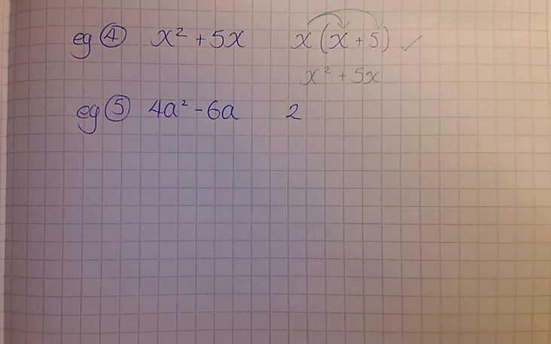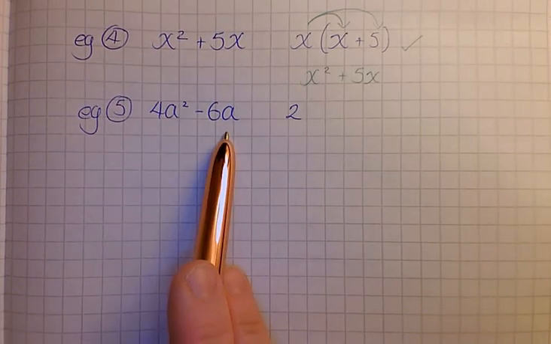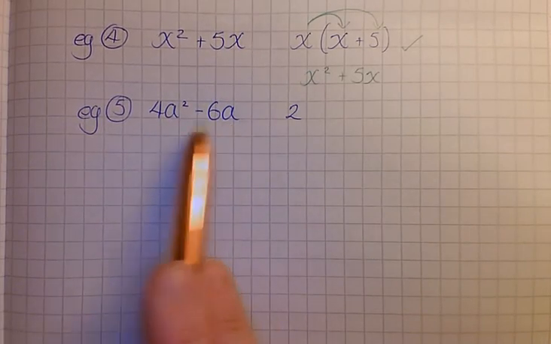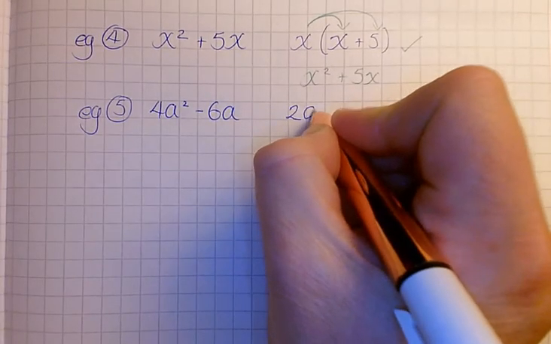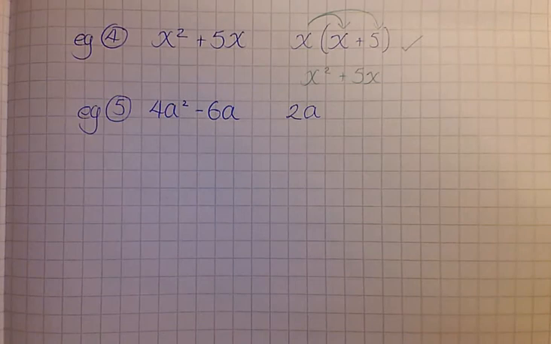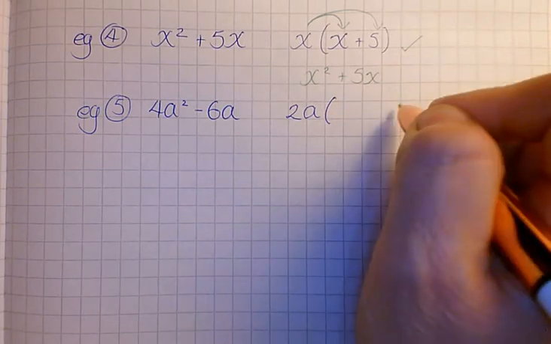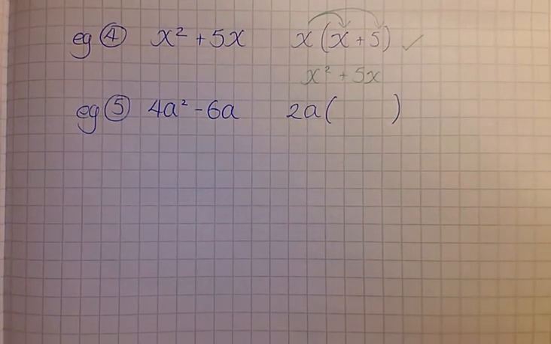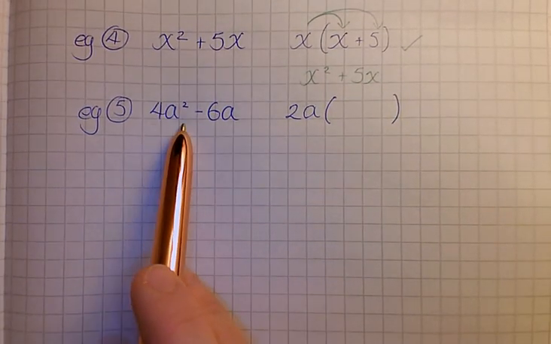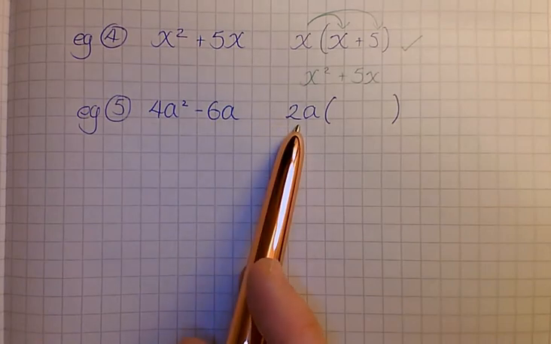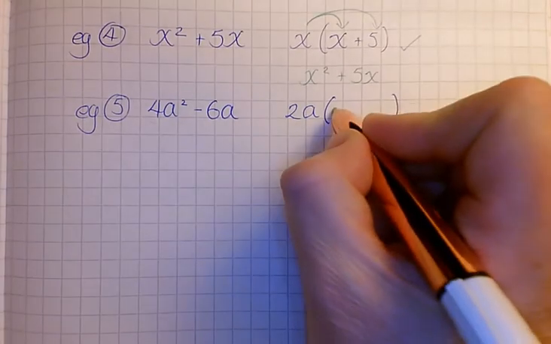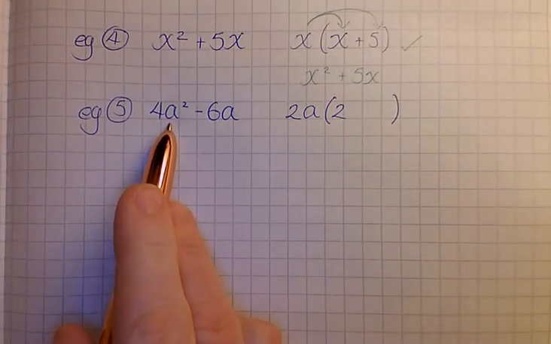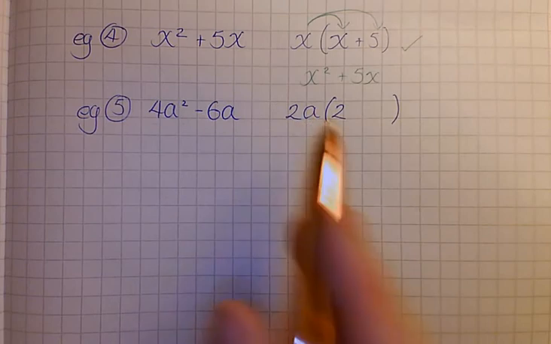But I've also got another common factor for both of these terms. I've got an a in both of them. I've got an a squared here and an a here. So I'm also going to take an a out of the bracket as well. So I've considered the numbers first and then the letters. Then I'm going to open my bracket, and I'm going to divide this term here by the 2a that is outside of the bracket. So the 4 divided by the 2 just leaves me with 2, and a squared divided by a just leaves me with a.